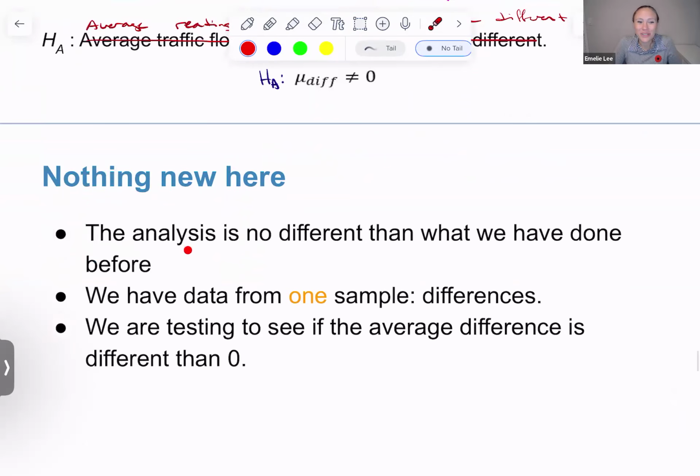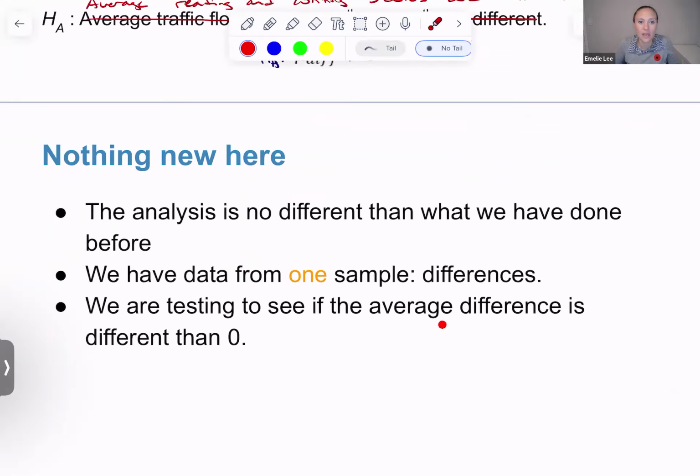So as I already spoiled for us, we're not going to change a thing, okay? Because we boiled it down to 1 sample. Now I have a 1 sample of differences and I want to analyze the mean. And so we're testing to see if the average difference is different than 0.